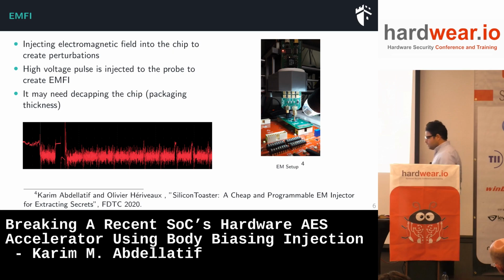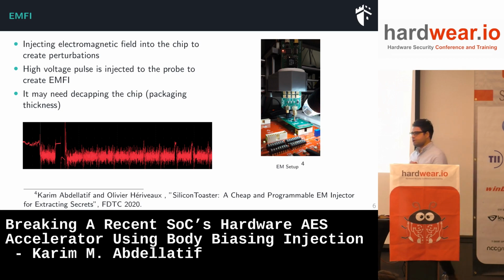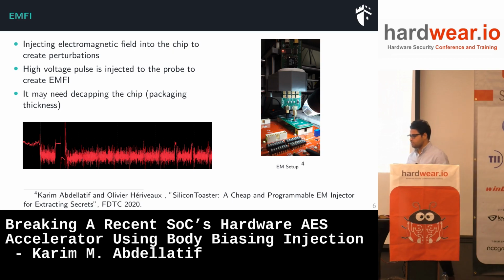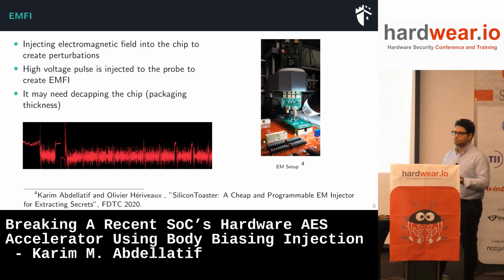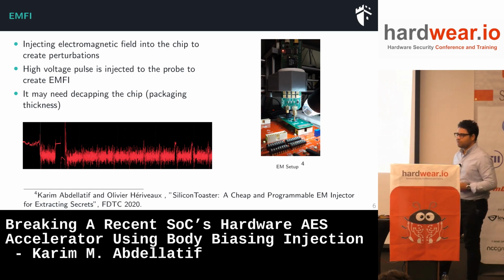The second one is electromagnetic fault injection. The main idea is that you have a very high voltage. You apply the high voltage to a coil, trying to generate an electromagnetic field, and when you place the electromagnetic probe on the chip itself, you create perturbation. With EMFI, you have to build a setup. It's a medium cost. It's not low cost compared to power glitches, but it's between the laser and power glitches.